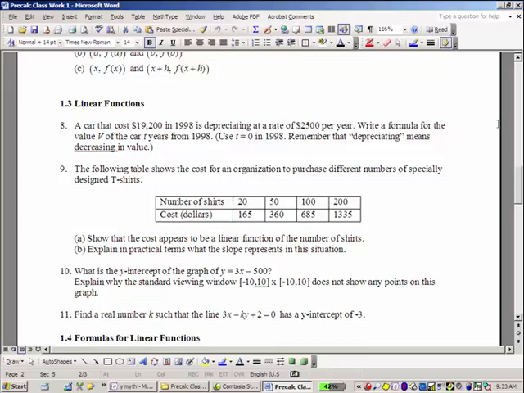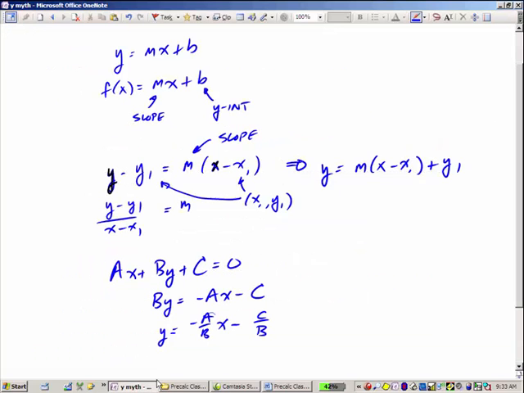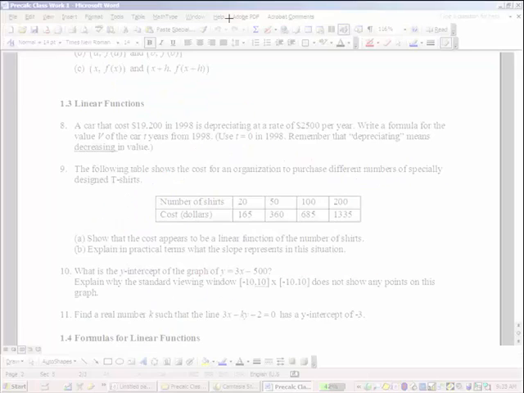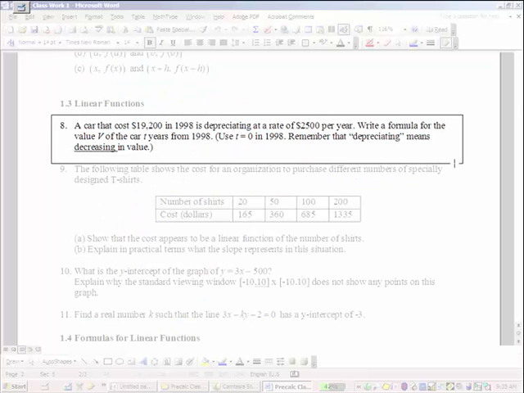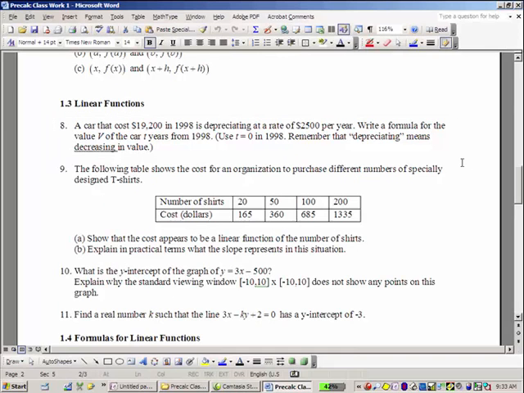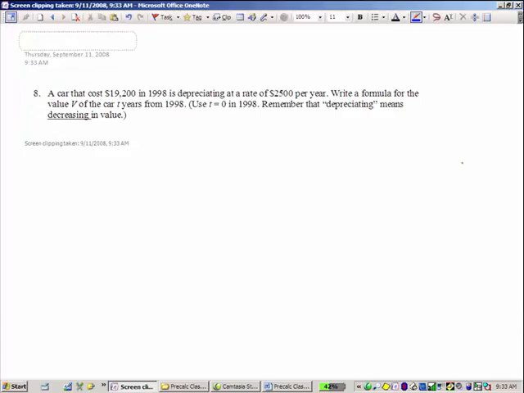Let's see. Miles, would you read number 8 for us, please? Sure. Thanks. A car that costs $19,200 in 1998 is depreciating at a rate of $2,500 per year. Write a formula for the value V of the car T years from 1998. Use T equals 0 in 1998. Remember that depreciating means decreasing in value.